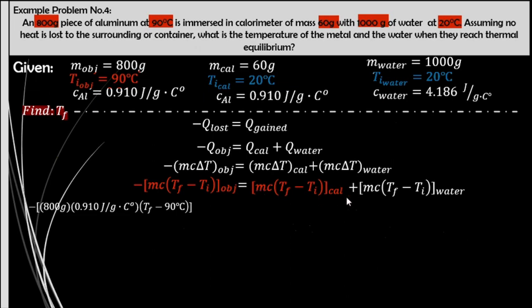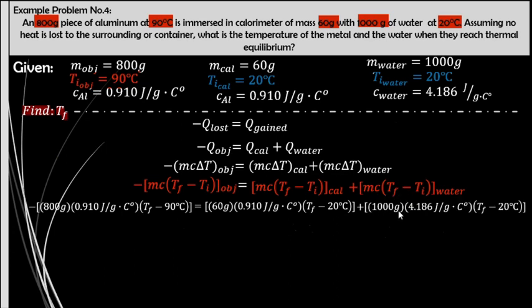let's have the right side of our equation, 60 grams times 0.910 joule per gram times Celsius degree times final temperature, which is unknown, minus initial temperature of the calorimeter, which is 20 degrees Celsius, plus, so we will deal with the heat gained by the water, which is 1000 grams times 4.186 joule per gram times Celsius degree times T sub F, which is unknown, minus T sub I of the water, which is 20 degrees.